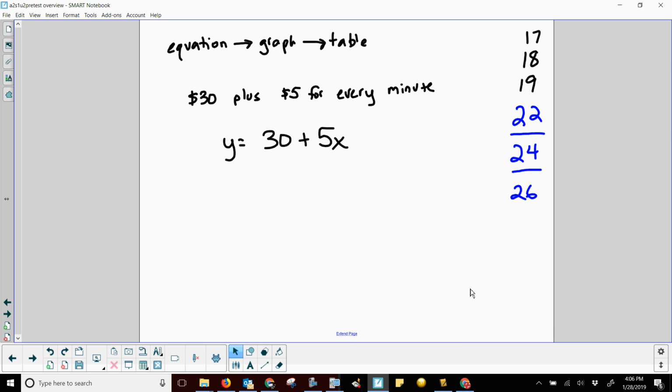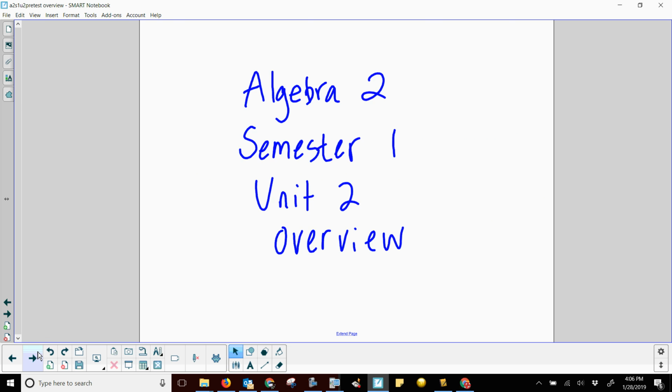So it actually pops up 6 different times, kind of knowing how to get from one to the other, which table matches which equation, which graph matches which table, or whatever it is. So it pops up 6 times. Make sure you're using your calculator.